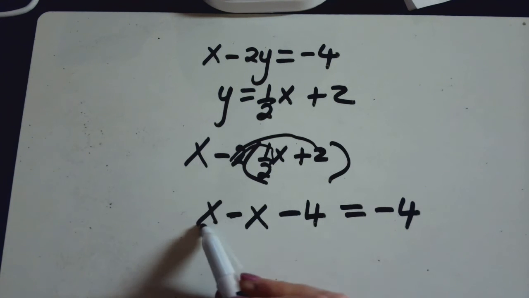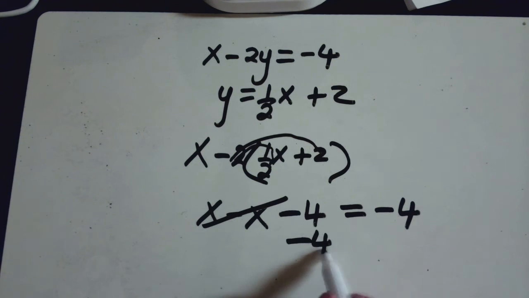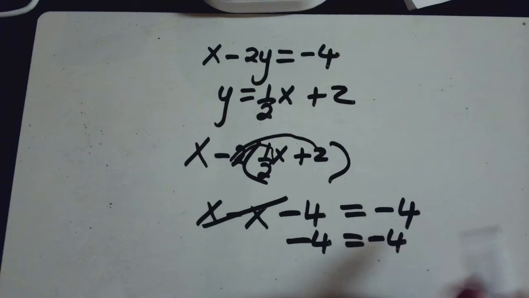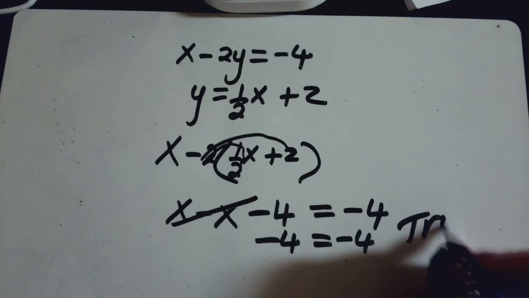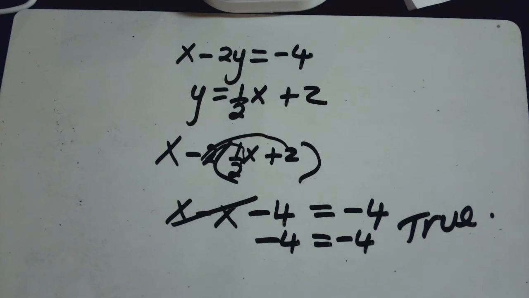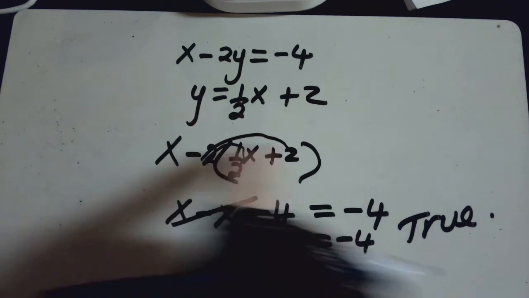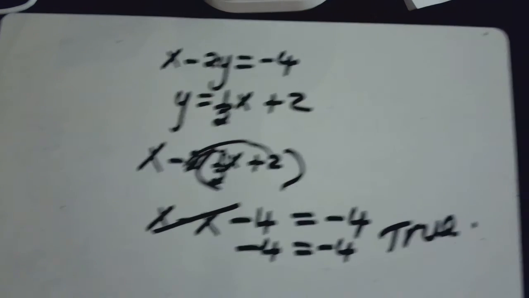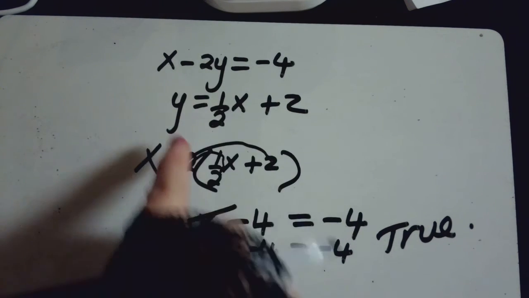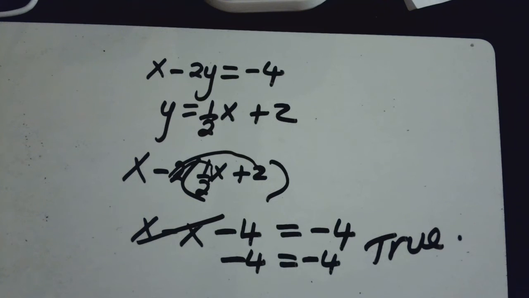So x minus x, they cancel out, and I'm left with negative 4 equals negative 4. So you know that that is true. So that means it's the same line. Okay? So now I'm going to show it to you graphically. This is already solved for slope-intercept form. That means if I solve the top one, I'm going to get y equals 1/2 x plus 2.